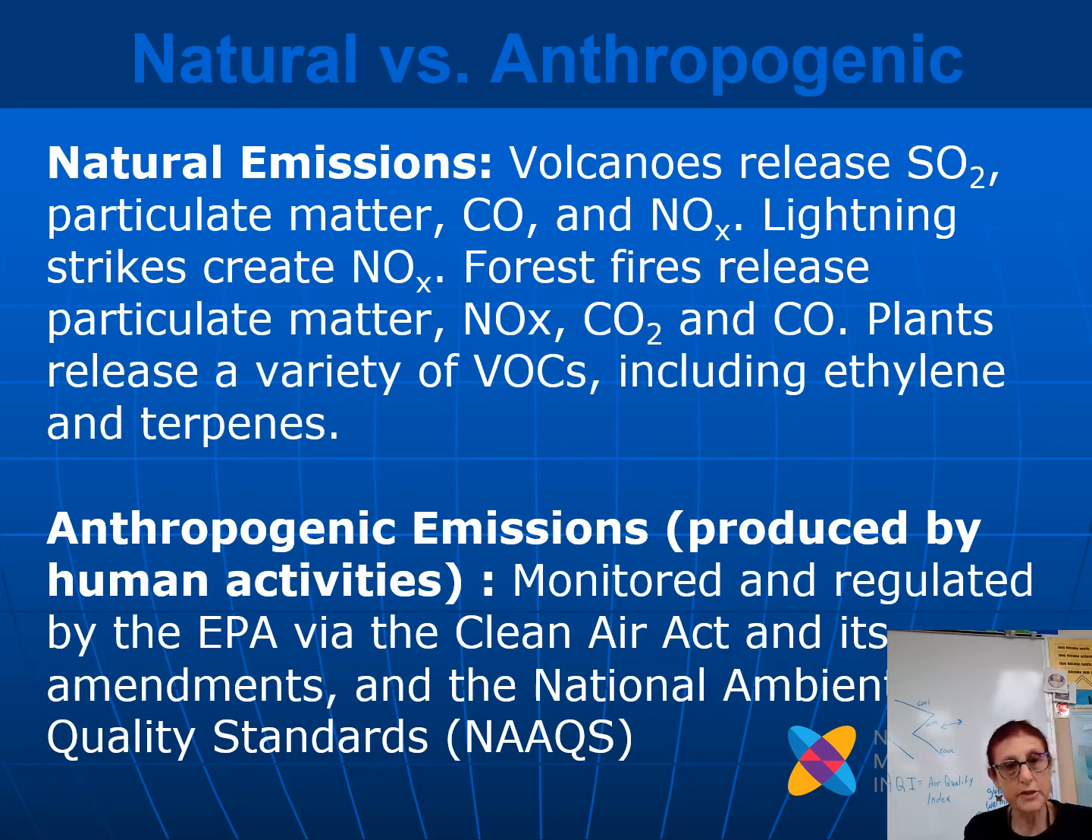Likewise, terpenes, which are released from a lot of conifers, are a naturally occurring substance. And ethylene released by plants. Those are both examples of volatile organic compounds that are naturally occurring that contribute to the problem that we have with photochemical smog.